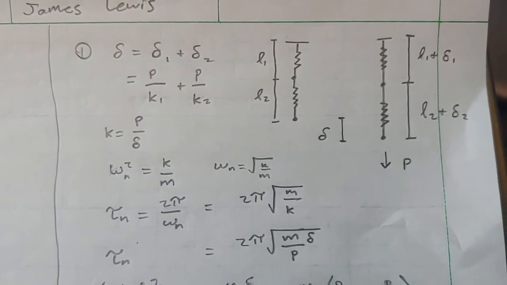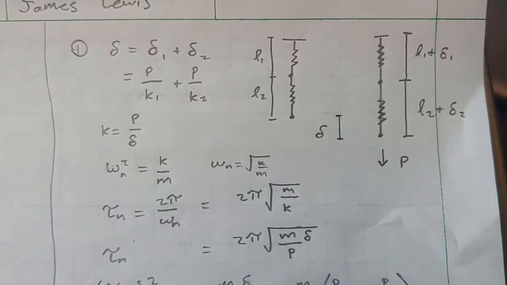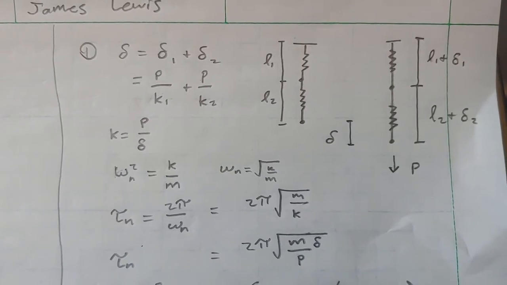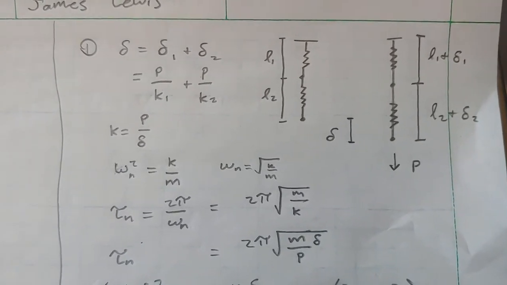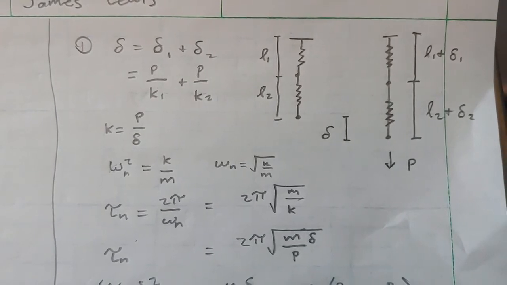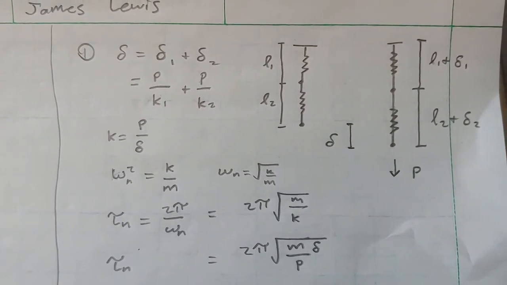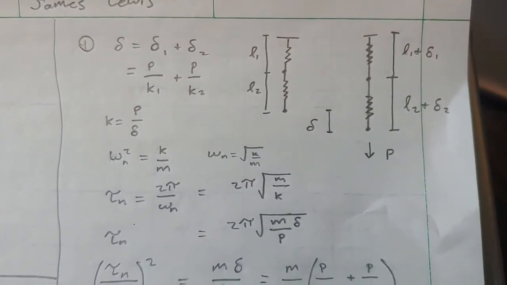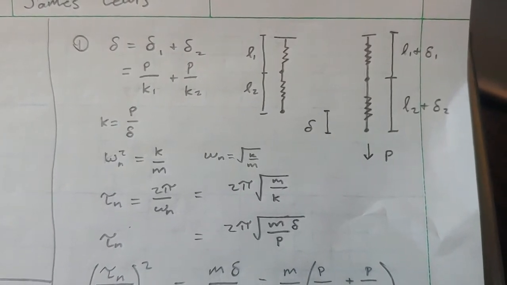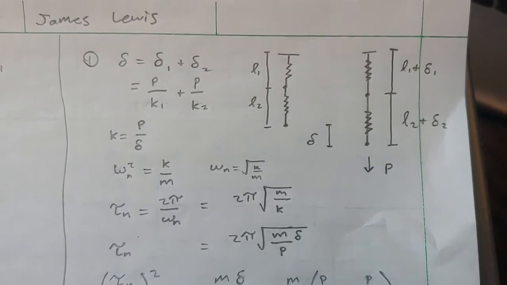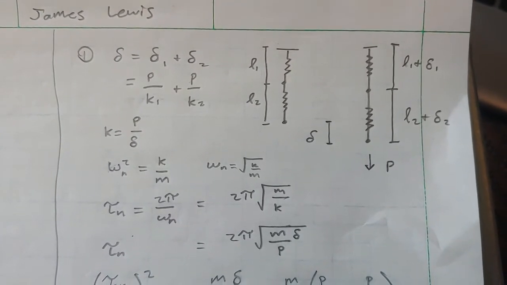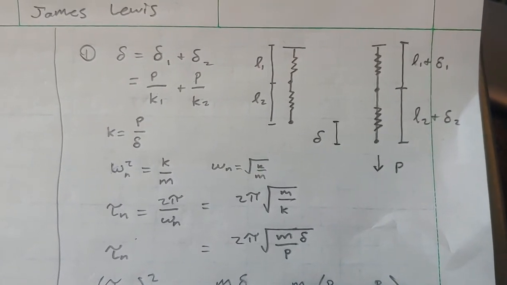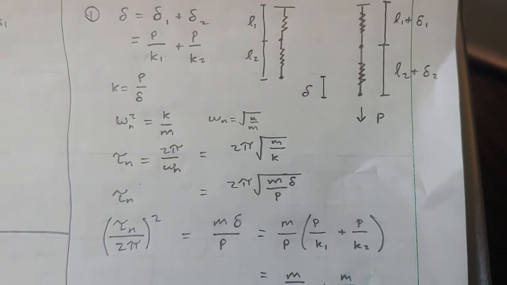Our natural period is equal to 2 pi over natural angular velocity. We're going to insert the natural angular velocity into this equation, which is going to give us 2 pi times the square root of m over k. Then our natural period is equal to 2 pi, and we insert the k value, which is P over delta. Since it's over k, we're going to flip that: 2 pi square root of m delta over P.